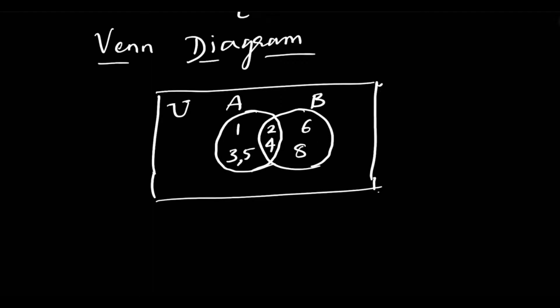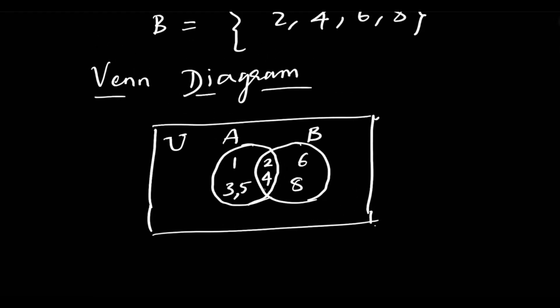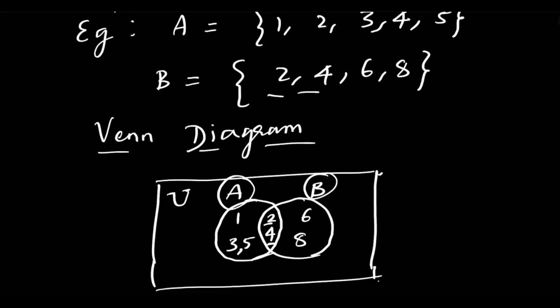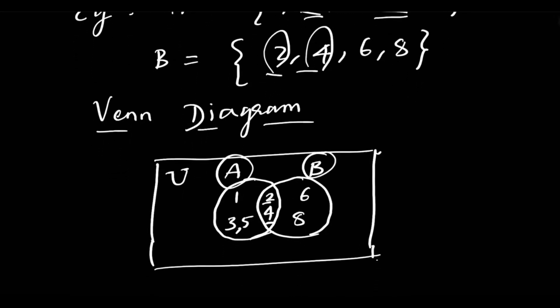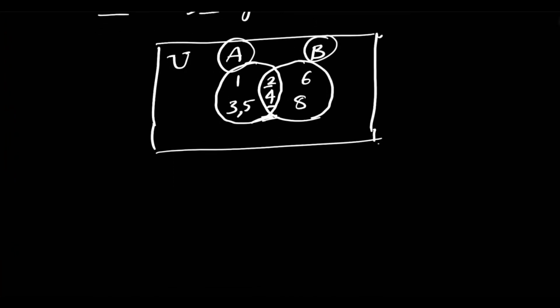Why have I drawn like this? Because this 2 and 4 is common to both the sets A and B. This 2 and 4 is present in both set A and set B, right? So it's common to both, so it's written in the intersection of the two sets. I have mentioned the intersection of the two sets in the previous class.